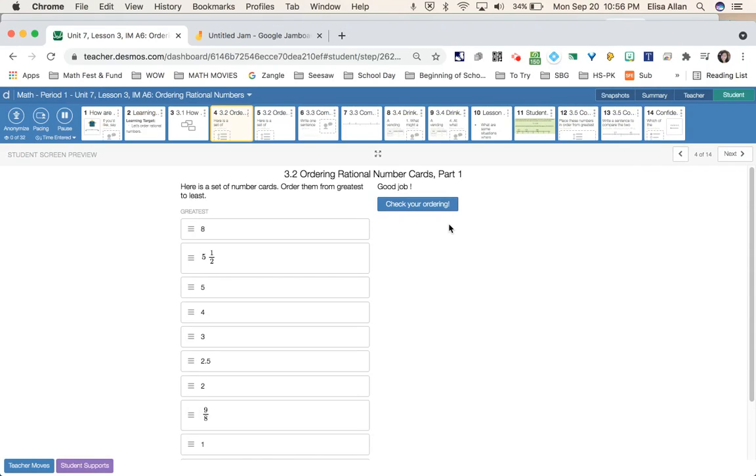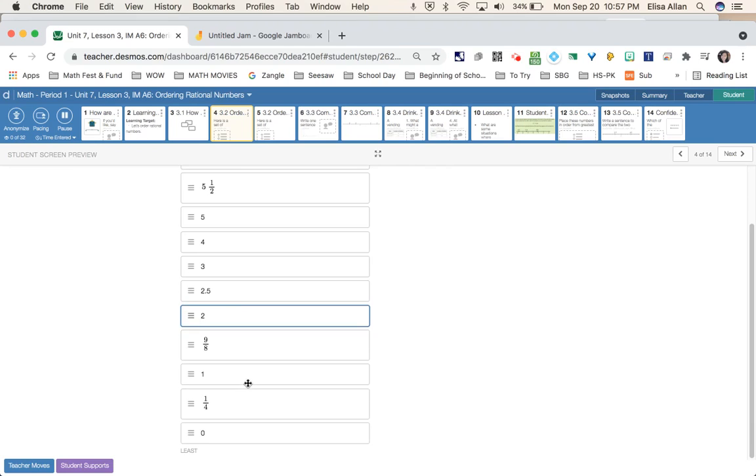All right, so here is the correct order. Please check on how you did with this. And if there are any questions, then we can see if there's anyone who can give a reason that helps explain how we know that this is the correct order. So from greatest to least, there is 8, 5 and 1/2, 5, 4, 3, 2.5, 2, 9/8, 1, 1/4, and our least in this case is 0.